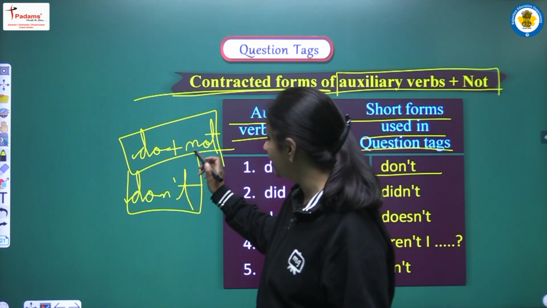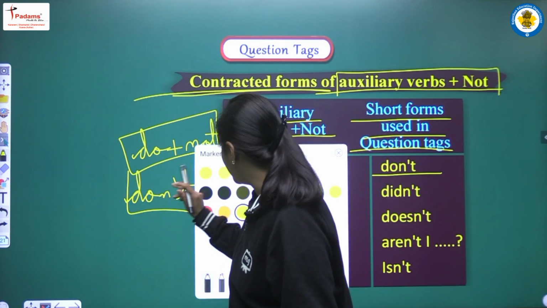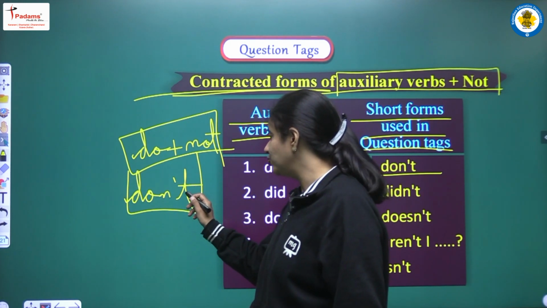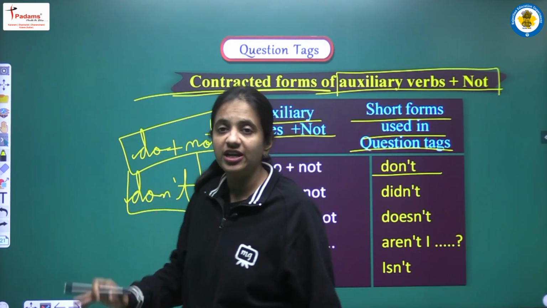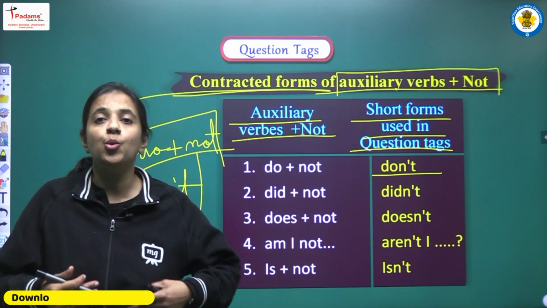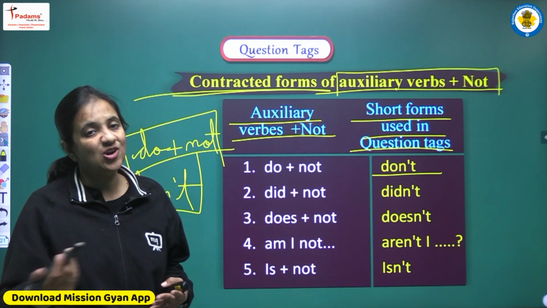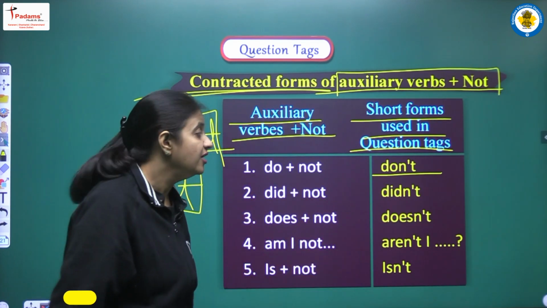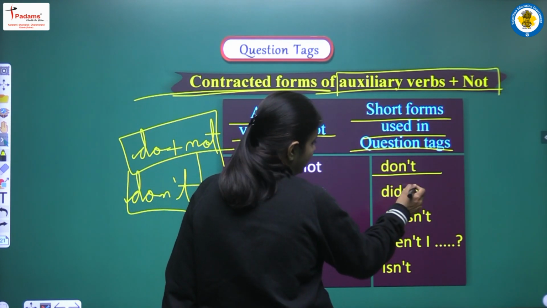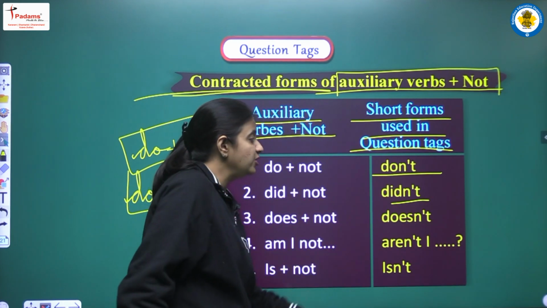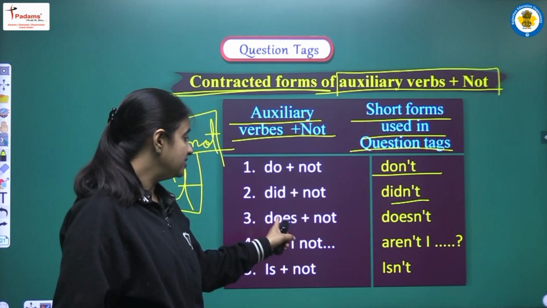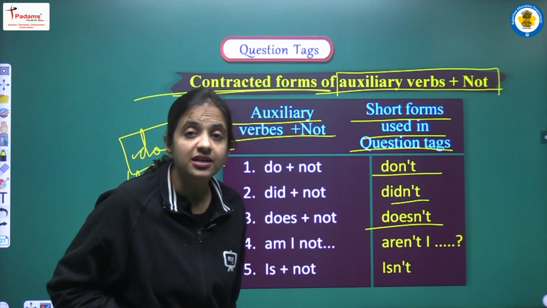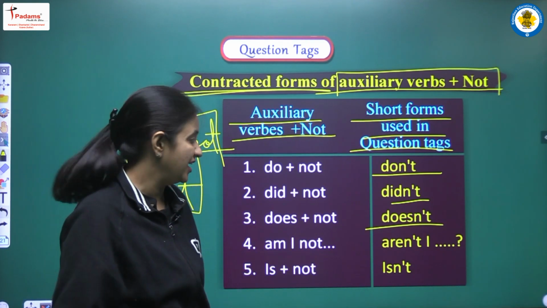So basically what we are doing, we are adding this with our helping verb only. After that we have to add one apostrophe and then we have to write a T. So do plus not, it will be don't. Clear? So this is the trick for how we can write the contracted form. Next we are having did plus not. So we are doing the same thing, we are writing did, after that an apostrophe and T. So did plus not, it will be didn't. Next is does plus not, same thing we are doing here. So does plus not, it will be doesn't in a short form, or we can say in a contracted form.